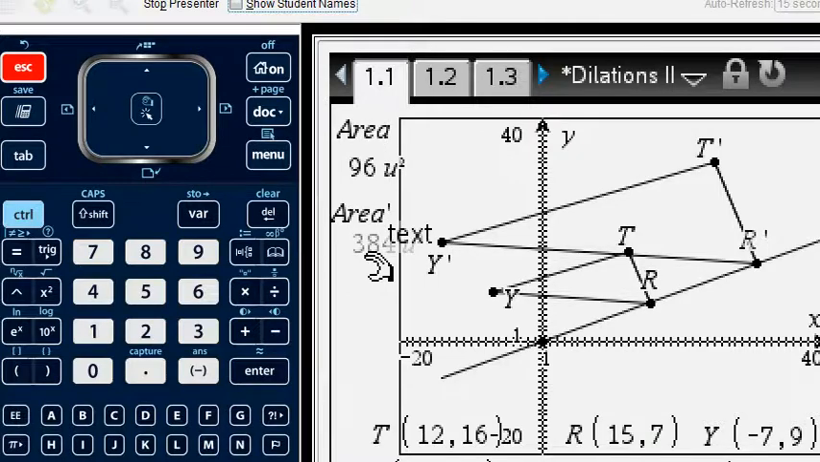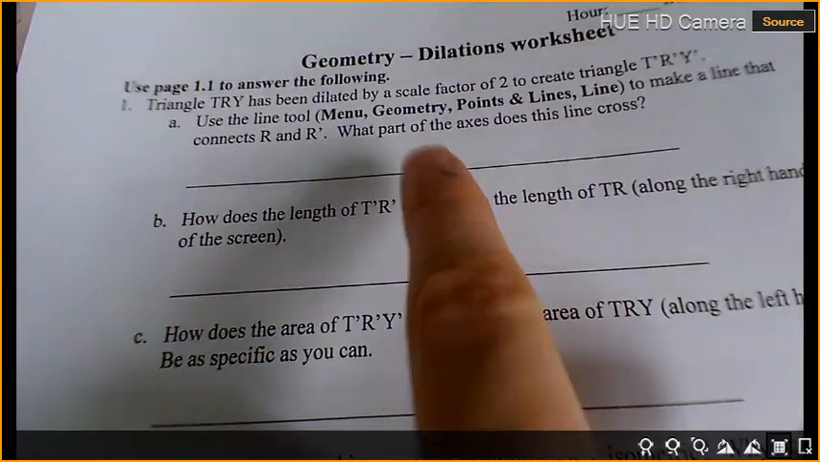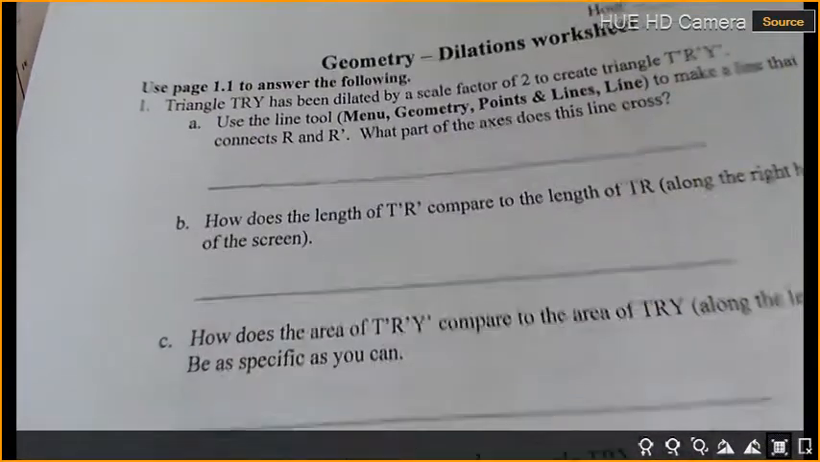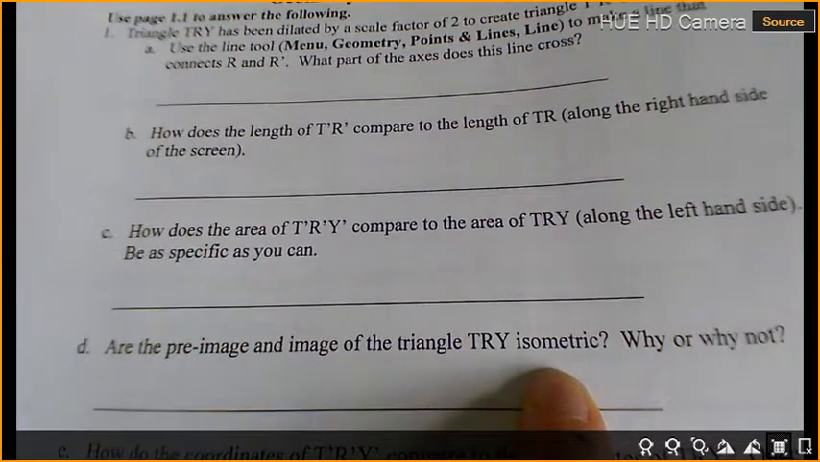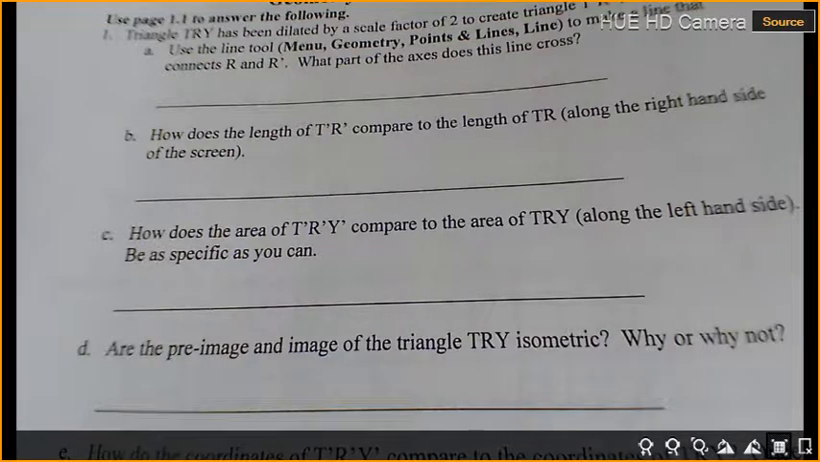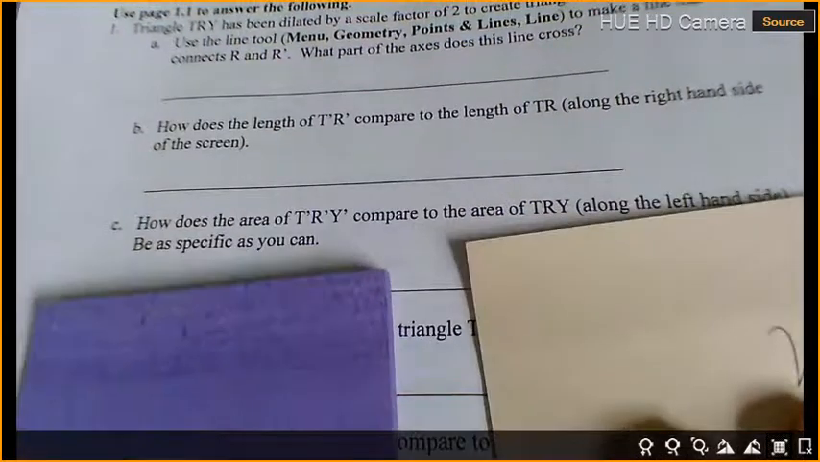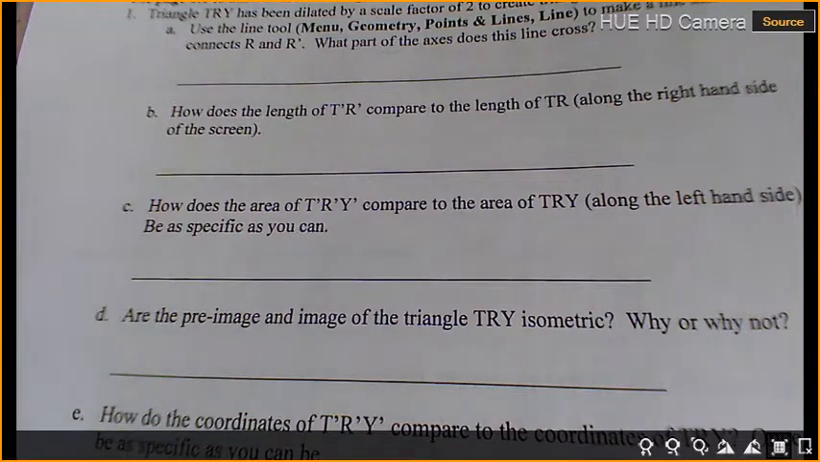Okay. So I'm literally reading off of this. You're going to answer A, B, C. Are the pre-image and image of the triangles isometry, have isometry, or are isometric? Remember what that means? We've done that in the last two of the calculator activities. Isometry means they are the same, right? Like these two squares are the same. I just moved one to the right, one's to the left, but they're isometric. They have the same measure, same angles, same area. So you're going to answer that.